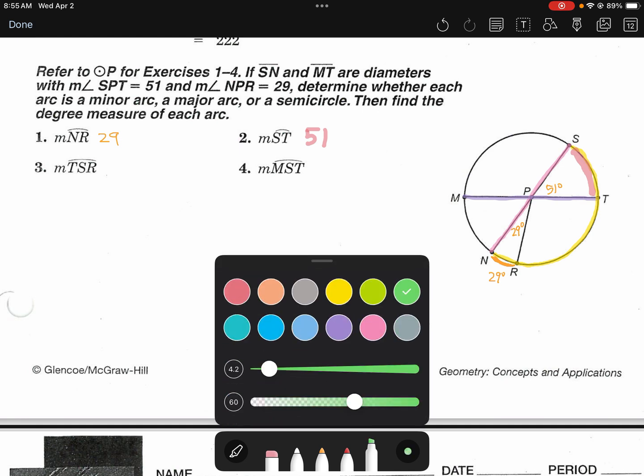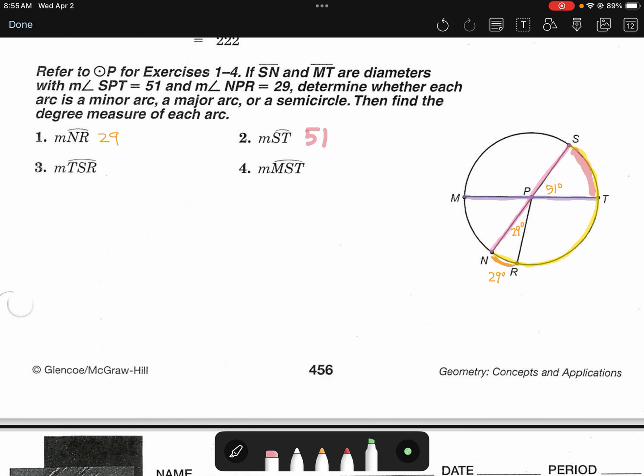Okay, next thing we want is the measure of arc TSR. We're starting at T. We're going towards S, and we're going to keep going until we stop at R. We want that measure. So we know this portion of it is 51. We know that this portion of it is 180. And then we have this other little portion down here that's 29. TSR. Yes, you're going to add those three numbers up.